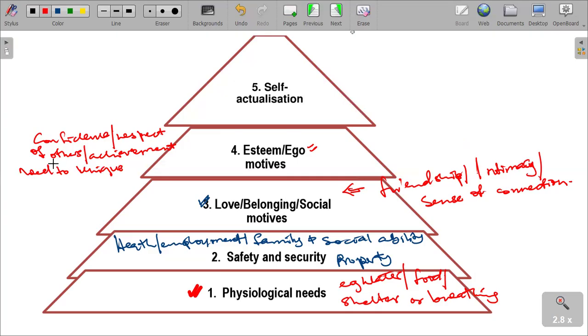And then lastly, the last one we need to talk about is what? Self-actualization. It talks of the fulfillment of a person as an individual. So for self-actualization, we need to look at morality. It talks of creativity.